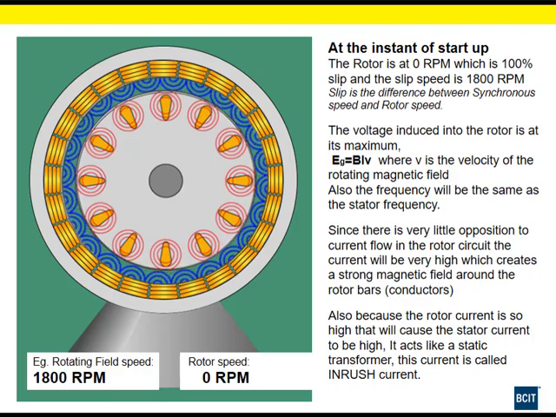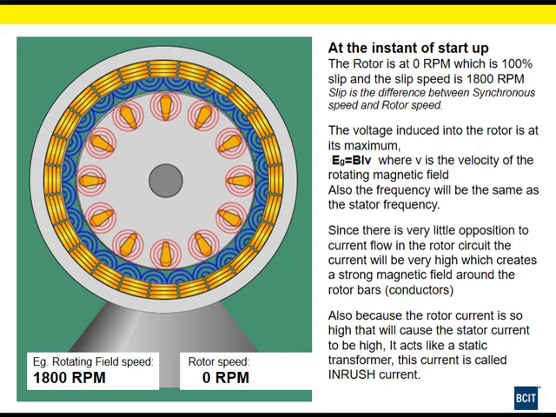At the instant of startup, the rotor is at 0 RPM, which means we have 100% slip, and the slip speed would be 1800 RPM. If you don't remember, the slip is the difference between synchronous speed and rotor speed. At this point, the voltage induced in the rotor will be at its maximum.